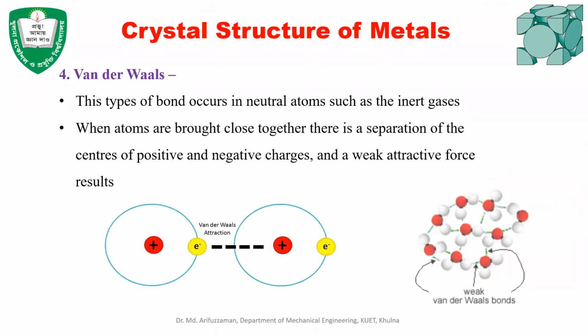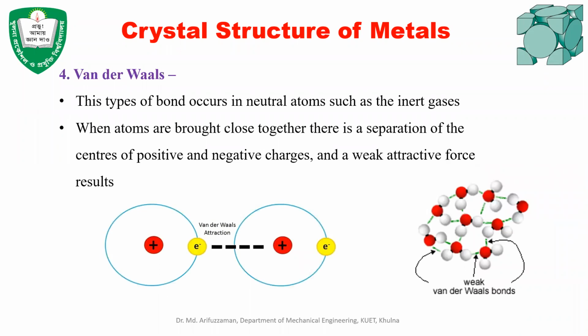And the final one is the very weak bond, which is van der Waals. This type of bond occurs naturally for gaseous elements. And when the atoms are brought close together, they form 2 poles, positively charged and negatively charged poles, because of their outer shell electrons.